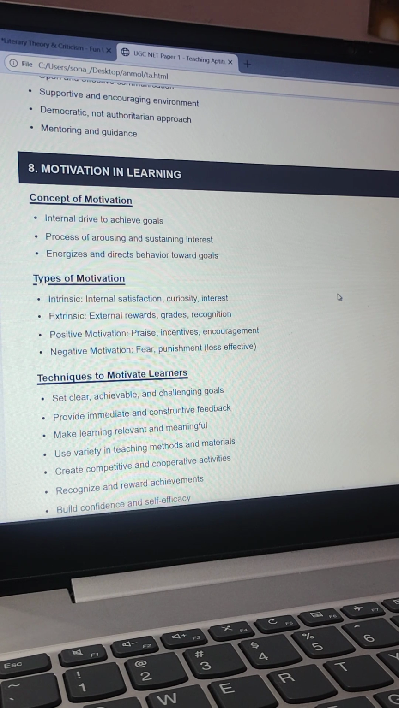I think this is some of the last topic, that is motivation and learning. We have the concept of motivation like internal drive to achieve goal. What's the motivation we have? It energizes and directs behavior toward our goal. There are types of motivation. First is intrinsic, that is internal satisfaction, curiosity and interest that one has to achieve a certain goal. Extrinsic is external rewards, grades and recognition.